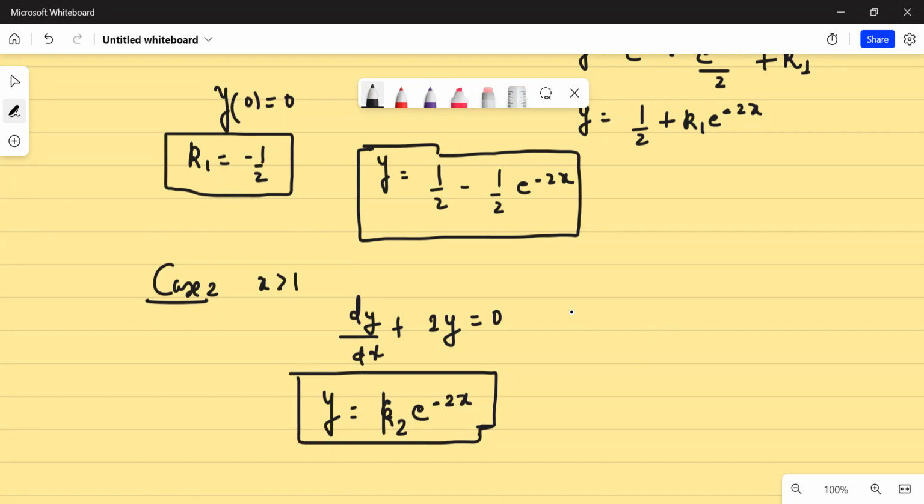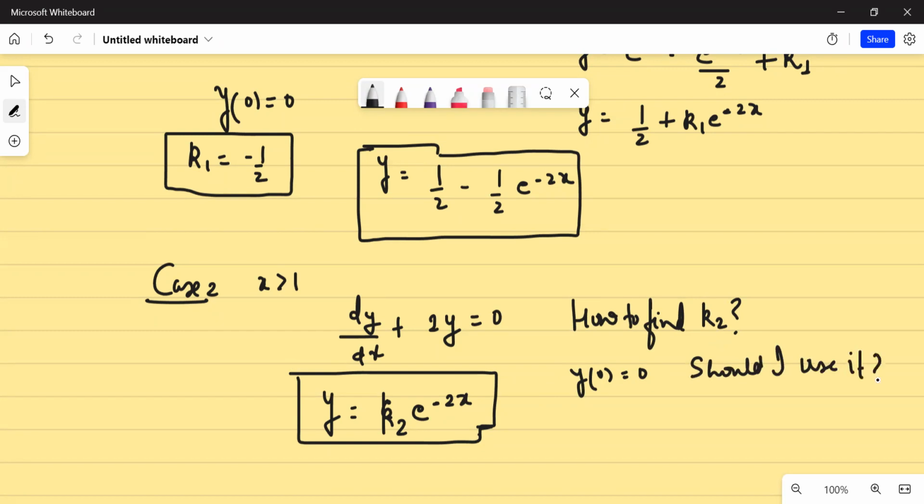Okay, now how to find k2? Should I use my initial condition, that is y is equal to 0? Should I use it? No, sir. Why should I not? Why can I not use it? Because you can see that this is the solution only if x is greater than 1. So I cannot use y is equal to 0 here.